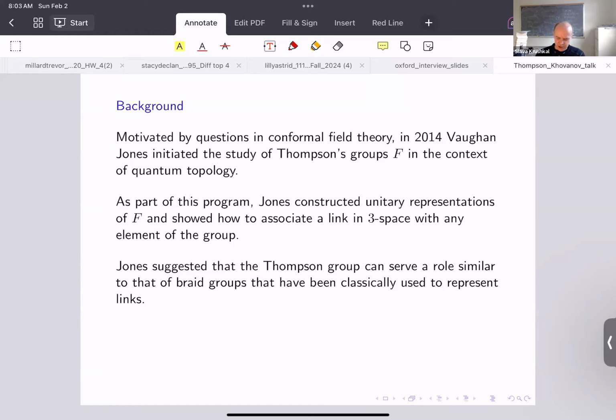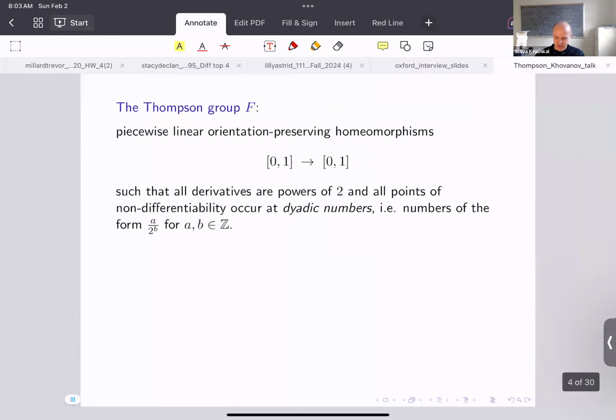So I'm going to recall all these notions and then discuss new work. This version of the Thompson group is the group F, and these are piecewise linear orientation preserving homeomorphisms of the unit interval. I'll have some examples in a minute, such that all the slopes are powers of 2, and all points which are corners of these straight line intervals are dyadic numbers. So they're numbers where you have an integer divided by a power of 2.